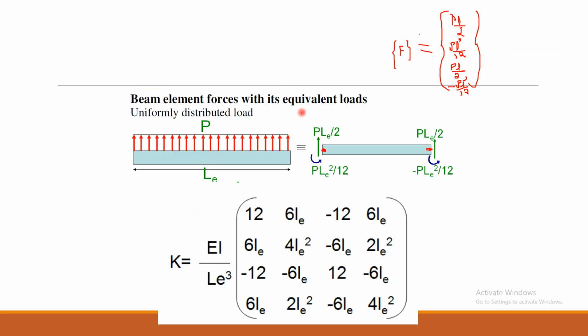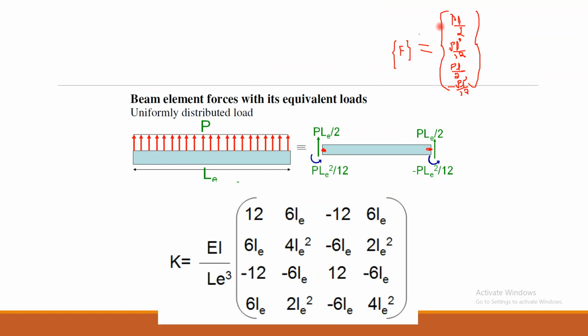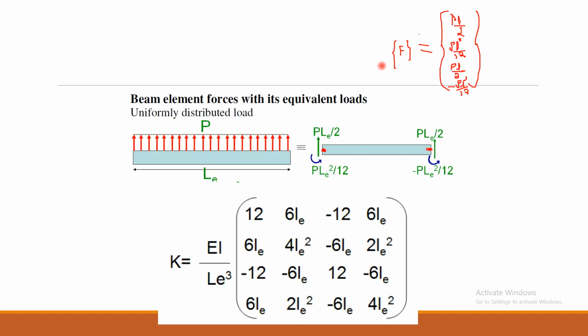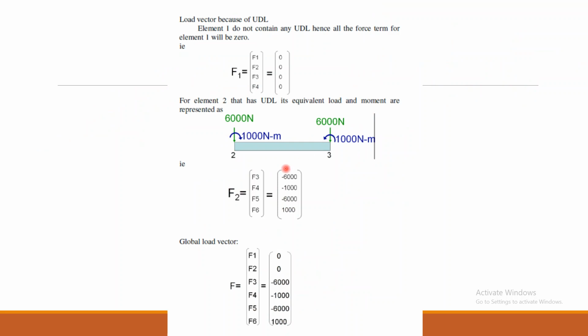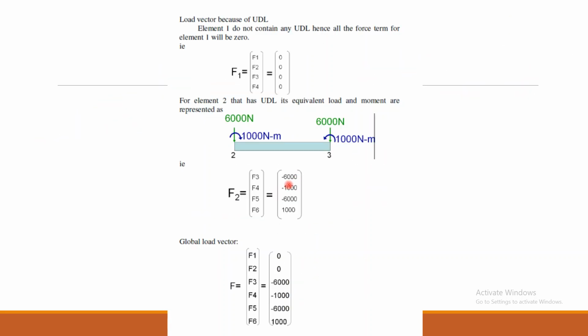But for element 2, we are having the 12 kilonewton per meter, and that's why I should go through this matrix where P equal to 12 into 10 raised to 3 and length of the element 2 is 1 meter divided by 2. Okay, so if you did that, then it becomes minus 6000, minus 1000, minus 6000, plus 1000.